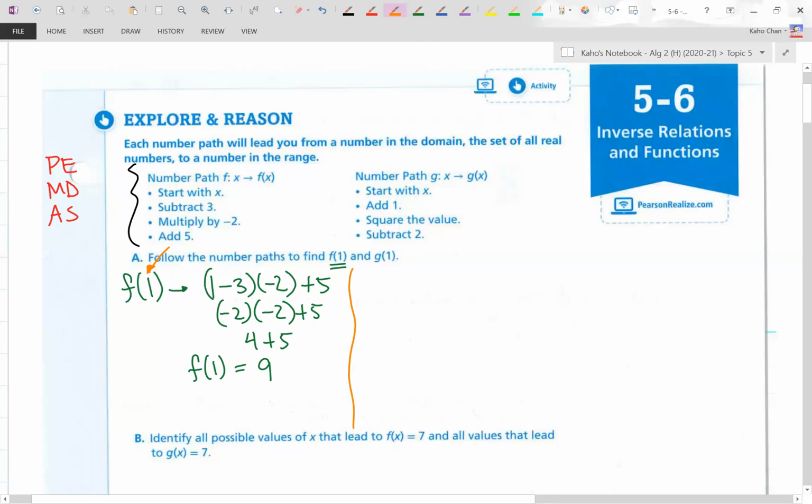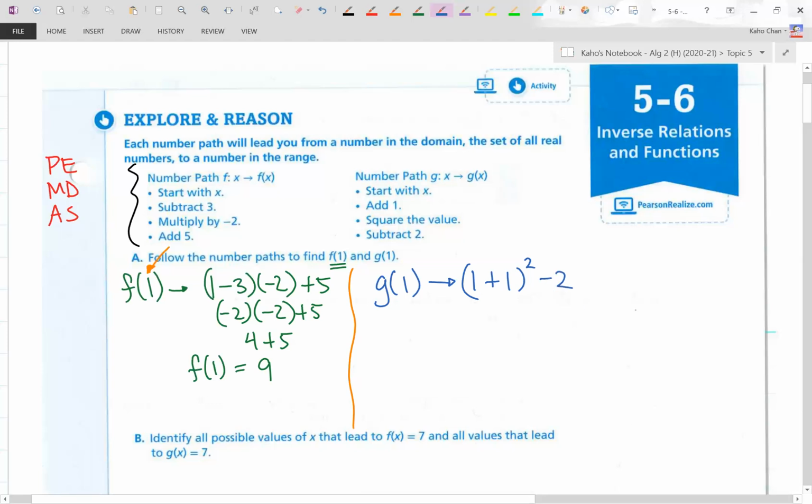Let's check out the other number path. We're going to do g of 1 in the function. All right, start with x. In this case, it's 1. Add 1 this time. Next, go ahead and square the value. Interesting. Then subtract 2 at the end.